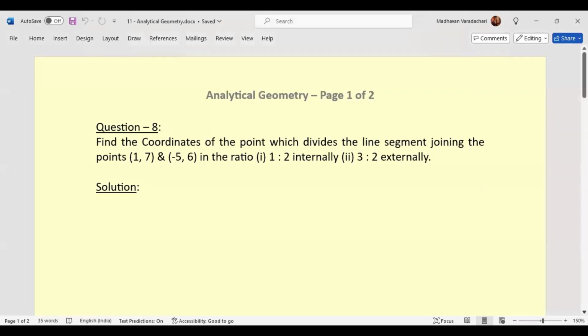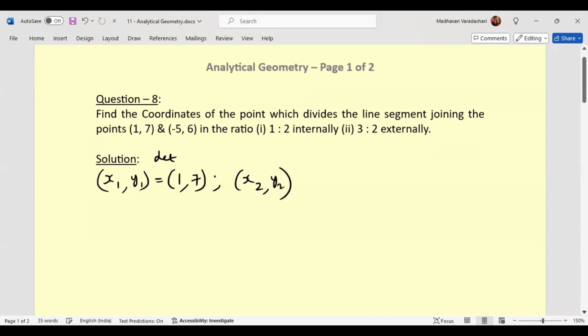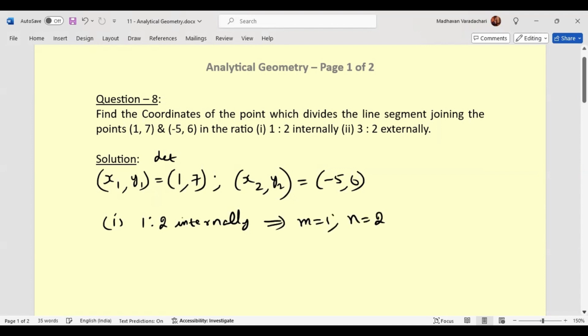So primarily, we have been given these 2 points. Let us say x1, y1 is given as (1, 7), and then x2, y2 is given as (-5, 6). So the first part of the question says 1:2 internally, which means our m value is 1, n value is 2.